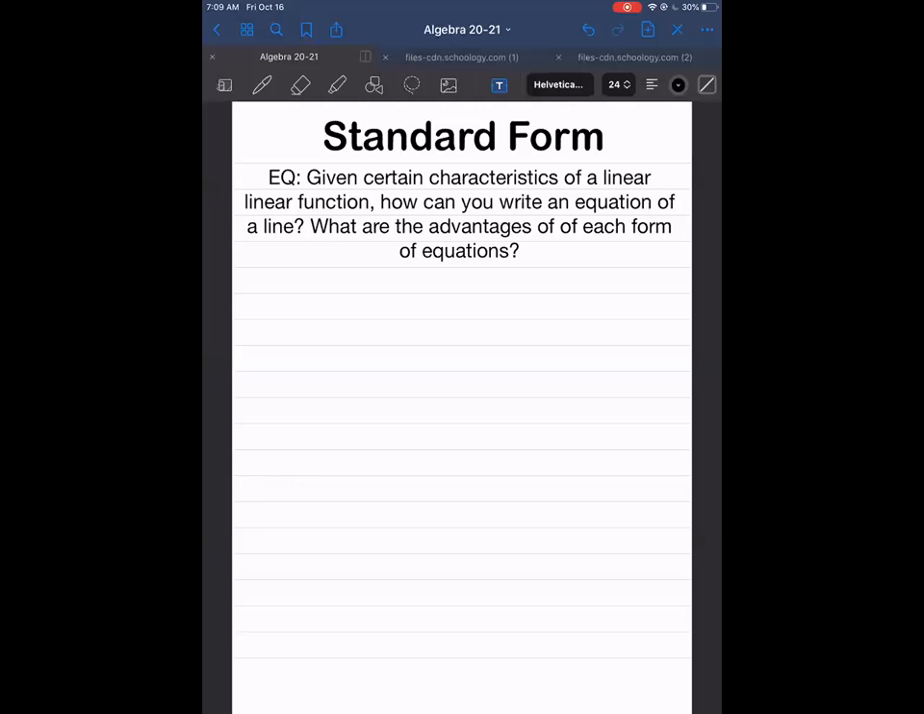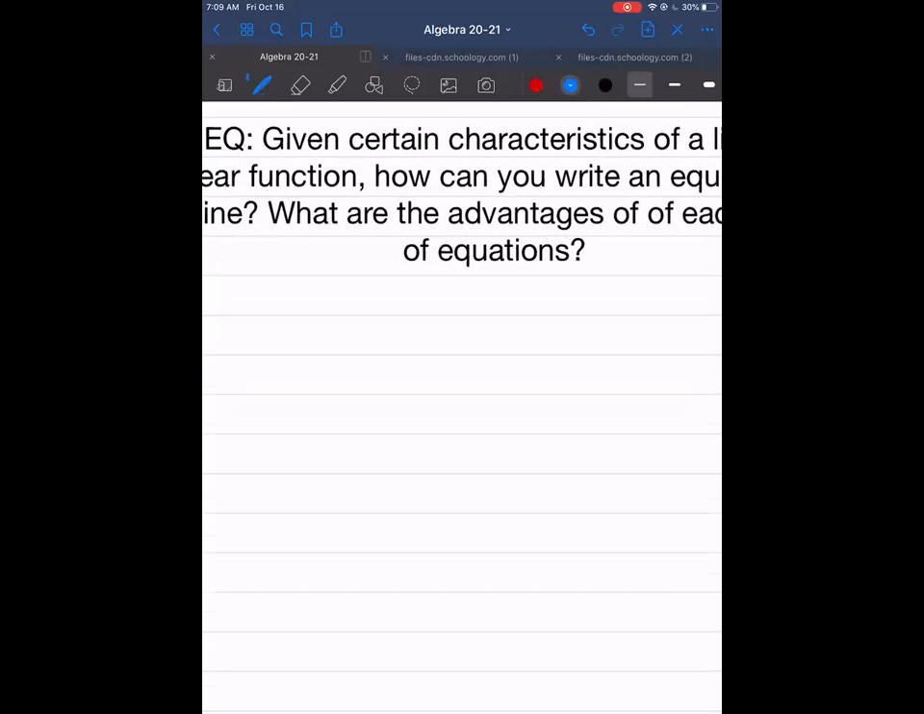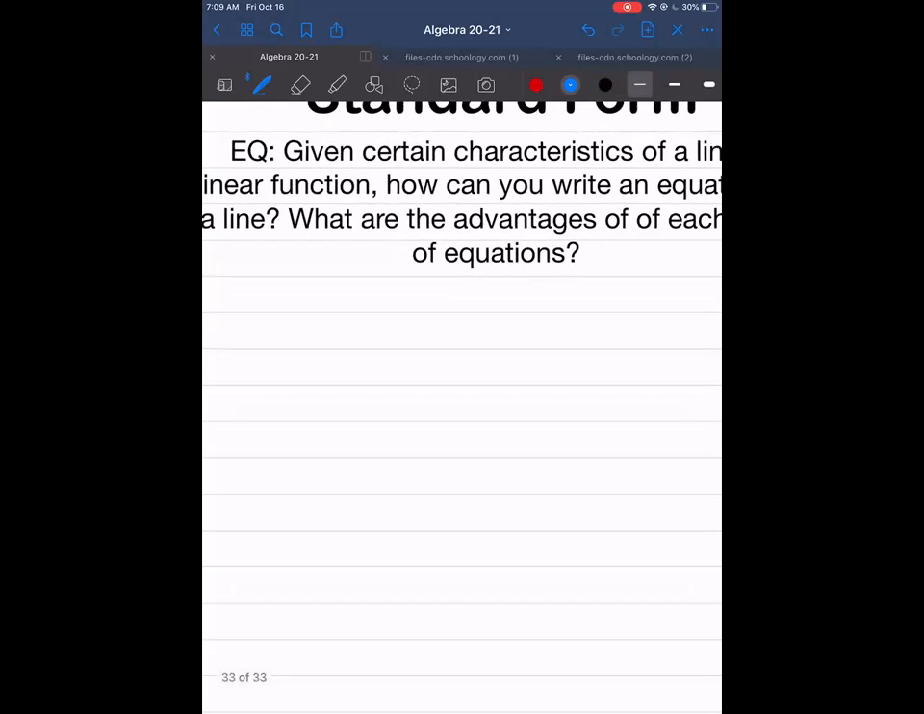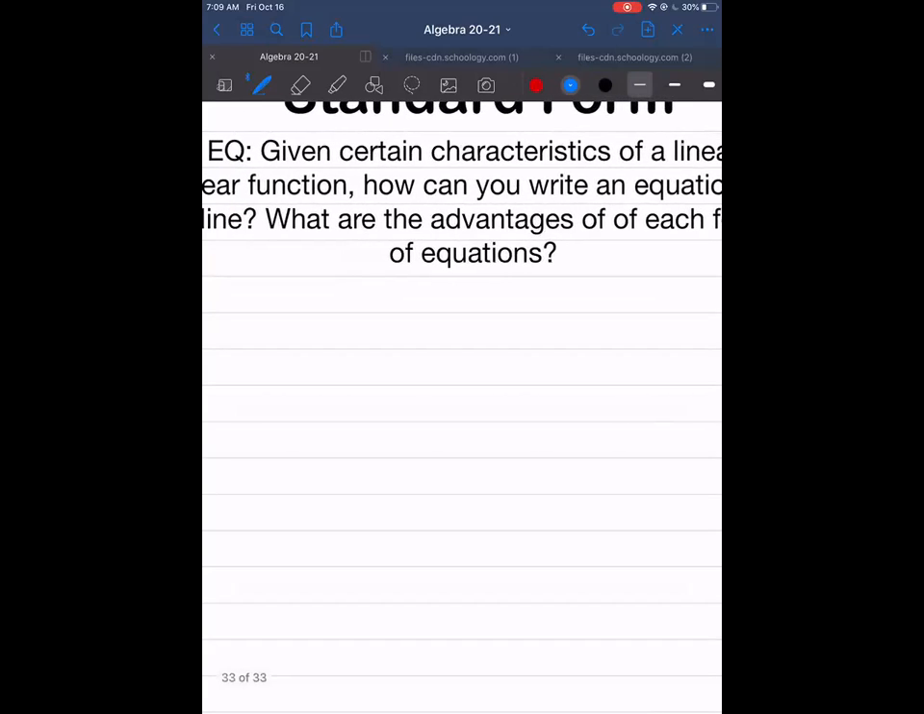About standard form. Standard form is the third and final form of an equation of a line that we can use to graph. There are some important things that we need to know. For example, instead of y equals mx plus b, or y minus y1 equals m times x minus x1, this one looks to me the most different, as this form is ax plus by equals c.